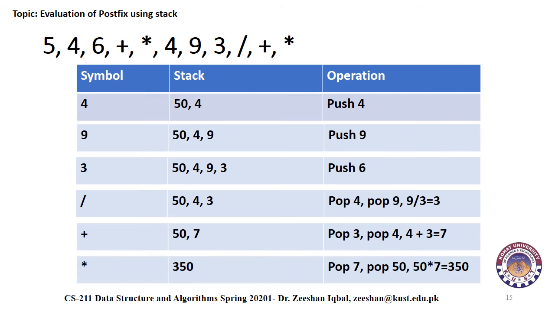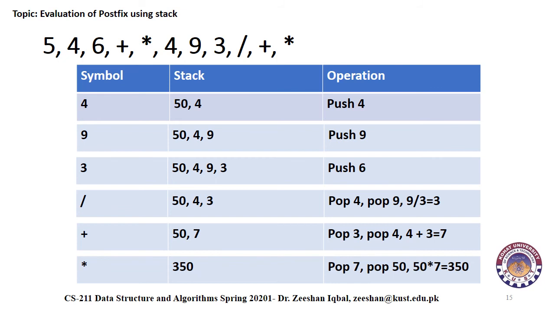Continuing from previous, next symbol is 4, which is an operand, so we will push it directly onto the stack. Next symbol is 9, which is an operand, so we will push it directly onto the stack again. Similarly, next symbol is 3, which is also an operand, so we will push it directly onto the stack again.